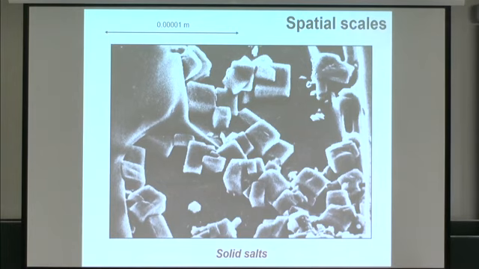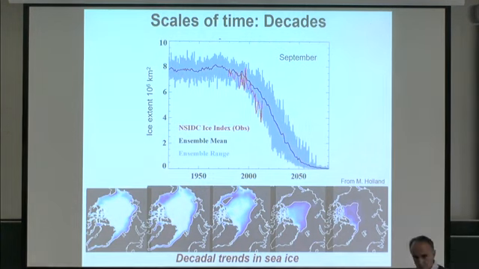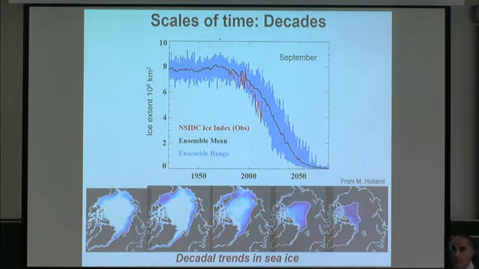Now, there's not just spatial scales. There are temporal scales. And nowadays, as has been mentioned, the sea ice is going away, at least in the Arctic, and that gets a lot of interest. So there's a lot of interest in Arctic sea ice from the perspective of climate change. And so that means we want to look at sea ice on decadal timescales.